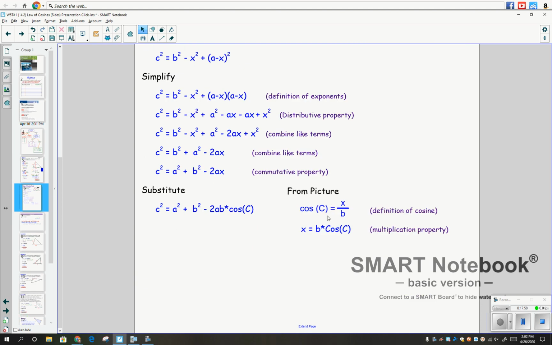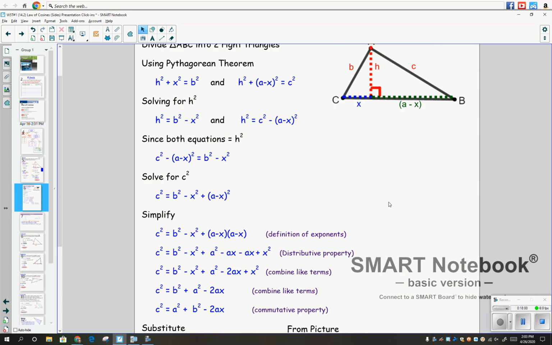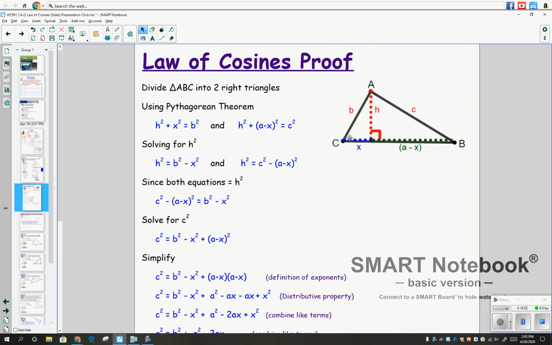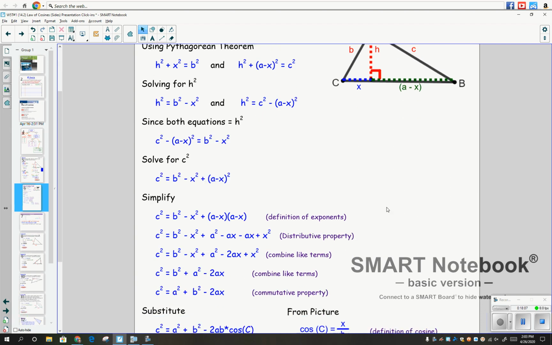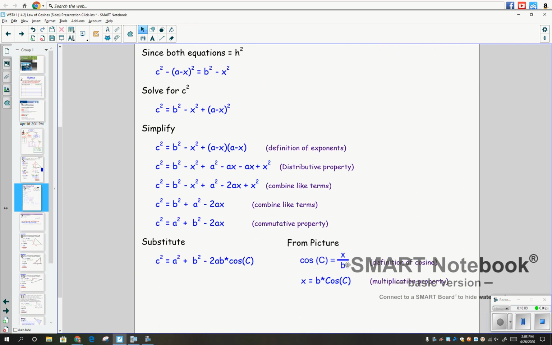Well, from the picture up above, cosine of angle C is going to equal x over b. If I look up here, cosine of angle C equals x over b, and we used that in our warm-up. If I solve that for x, I multiply both sides by b, and I get x equals b times cosine of C. So in my last equation here, I'm going to replace x with b times cosine of C. So I have c squared equals a squared plus b squared minus 2ab times cosine of C.